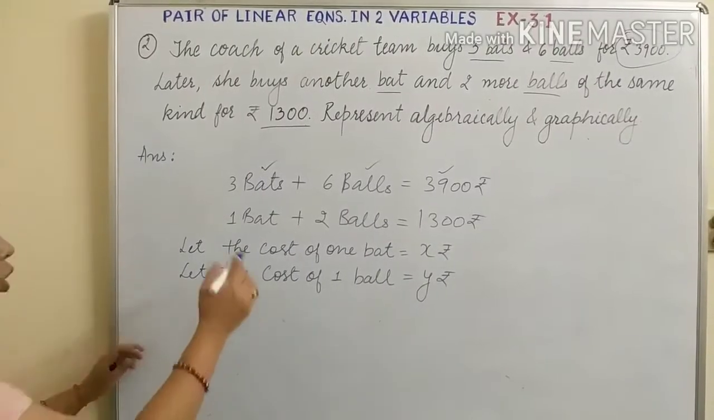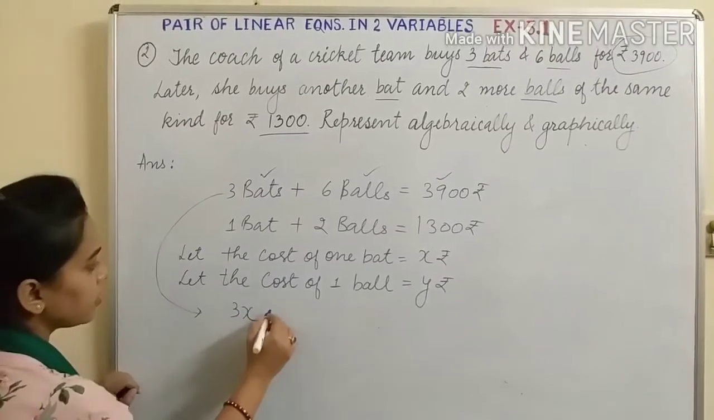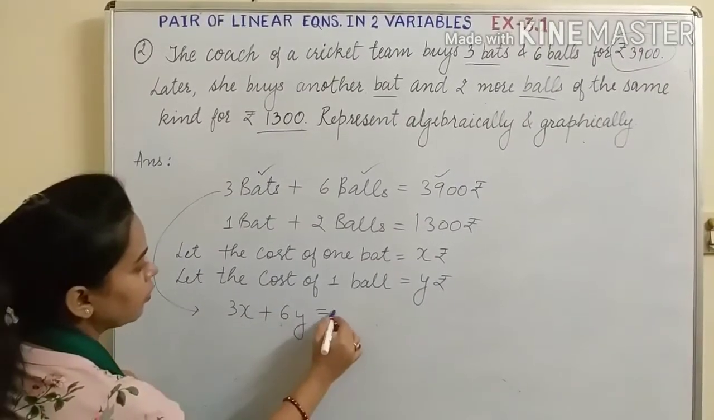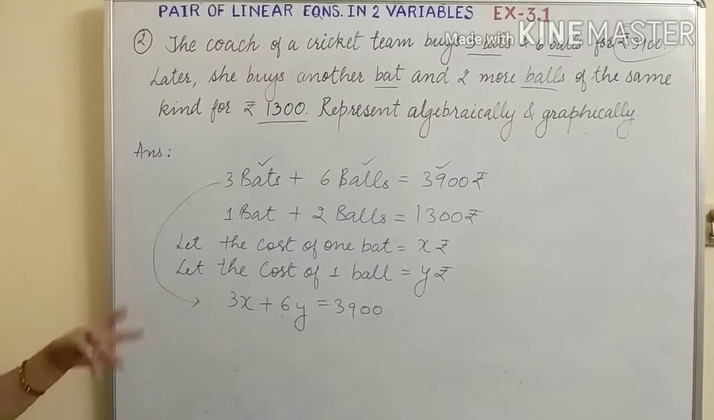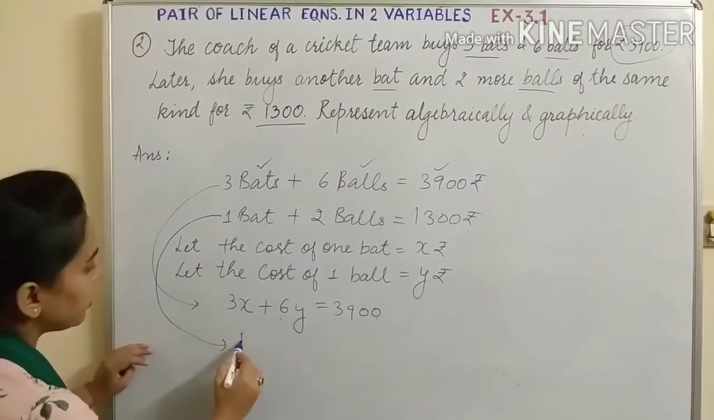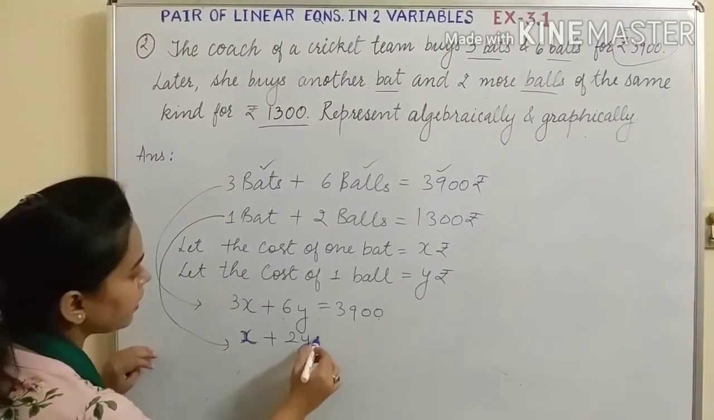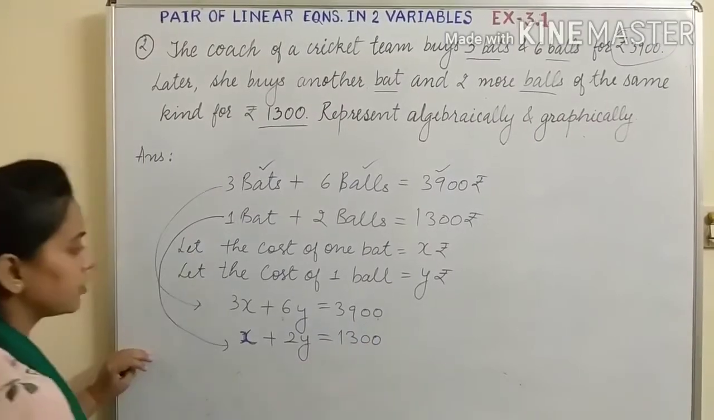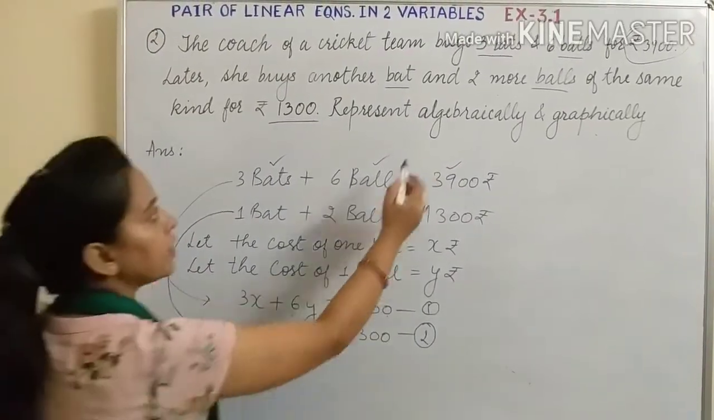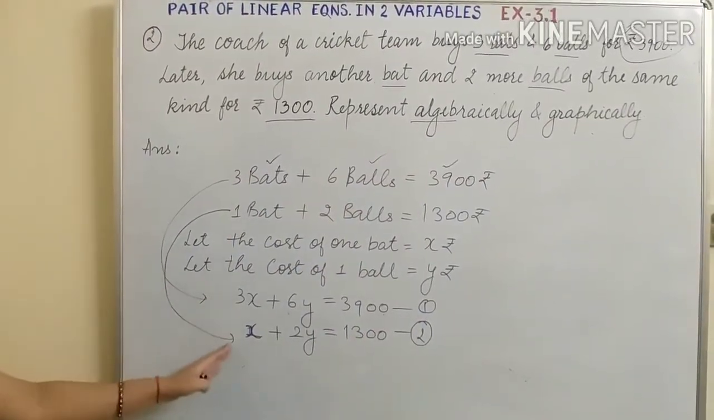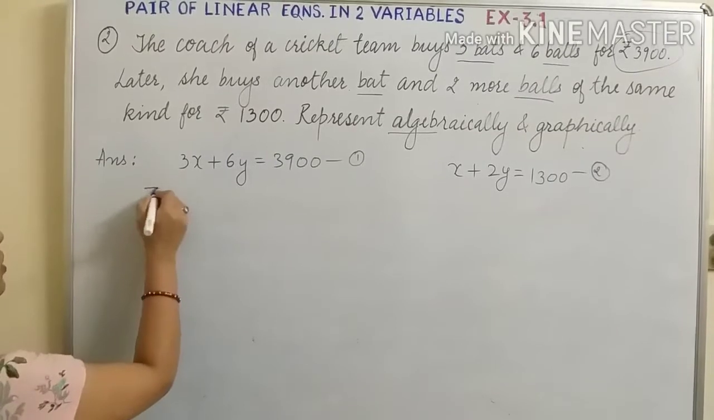Okay. So according to this assumption, these equations will be framed like 3x plus 6y equal to 3900. Now this is so simple to frame the first equation, and similarly the second will become 1x, means x, plus 2y equal to 1300. Now we have framed the first and the second equations. So the first part of the question is over, that is, the algebraic representation we have done. Now we will plot the graph for these equations.